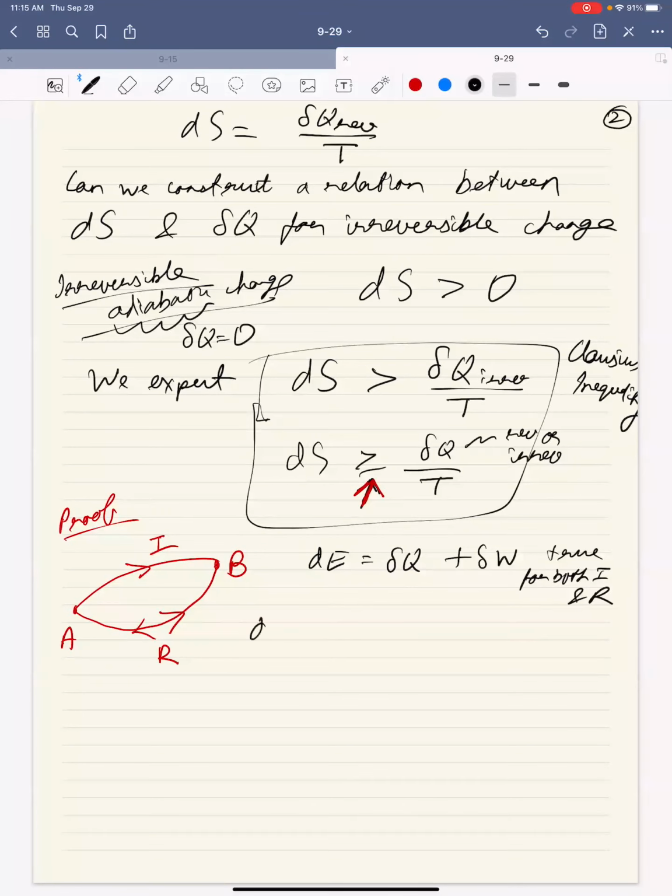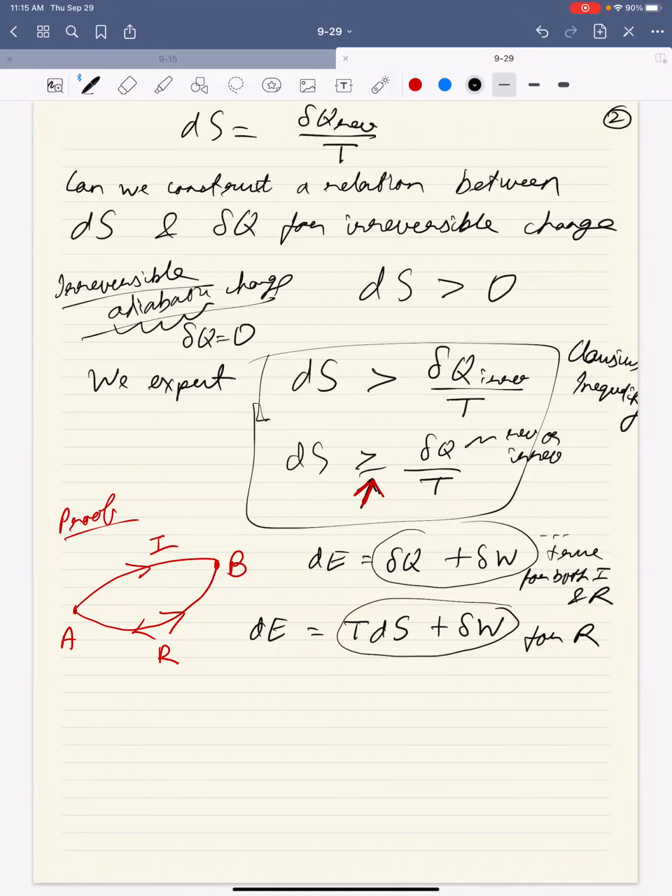However, only for R, for the reversible path, we know that dE is also equal to TdS plus delta W, right? Because we just recapped that delta Q is equal to TdS for reversible path, right? And you're going from A to B. E is a state function, so dE should be the same, right? The change of the value of dE should not depend on whether you went through I or whether you went through R. So this together should be equal to this together, right? Let's call it equation 3. Let's call it equation 4. dE should be same for I or R, okay?